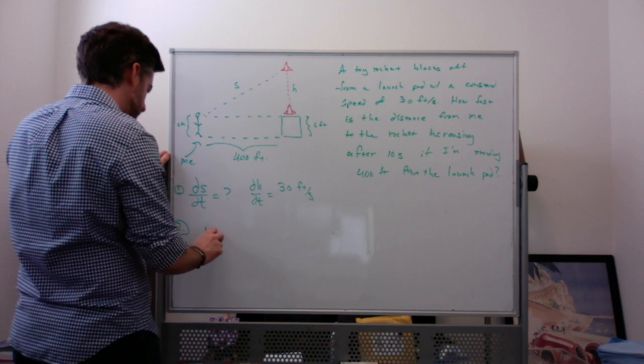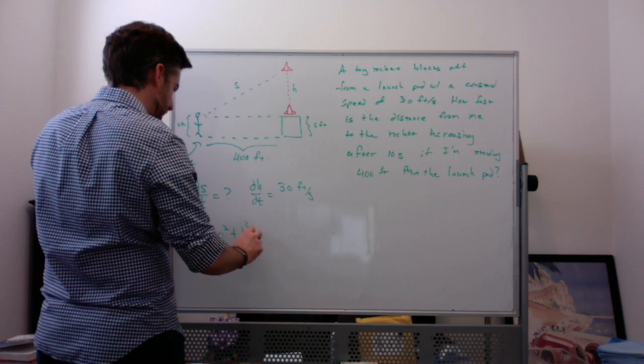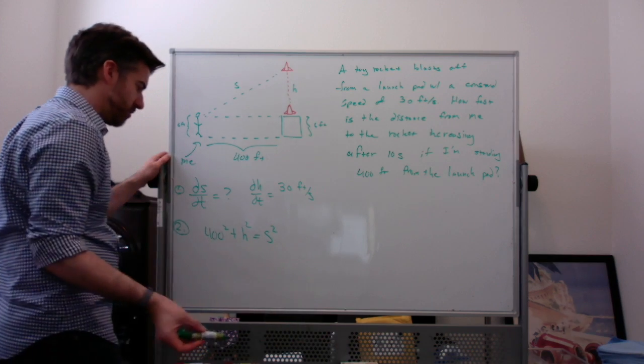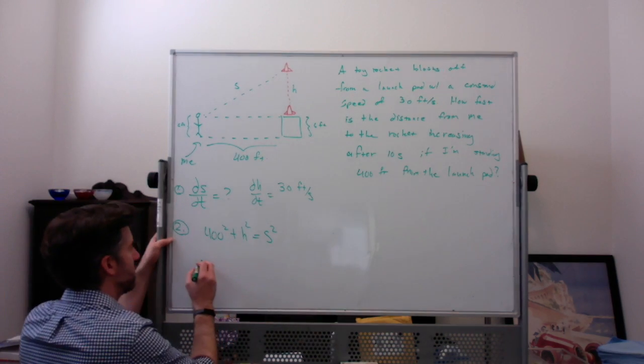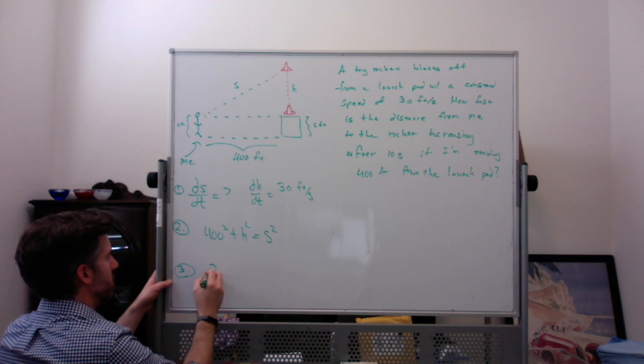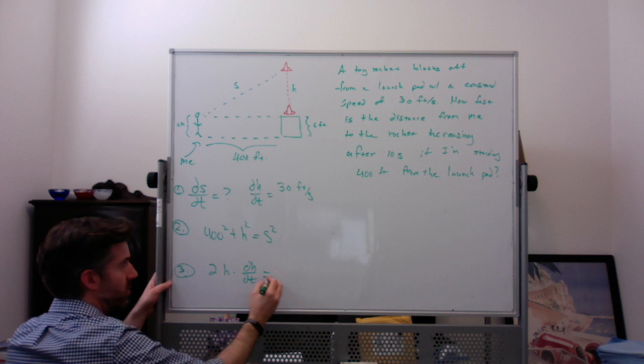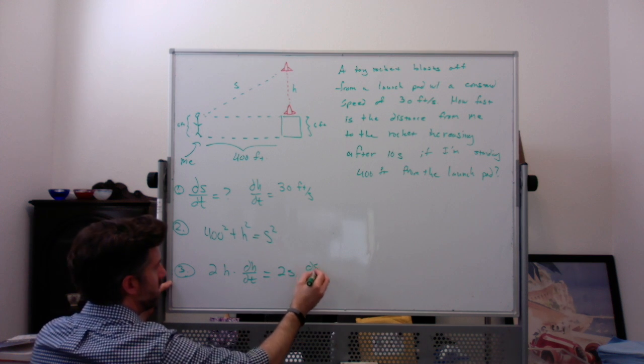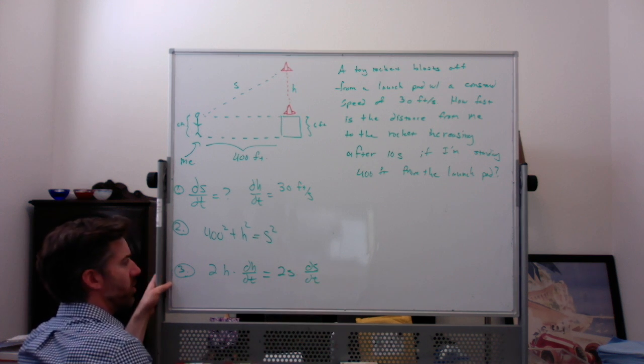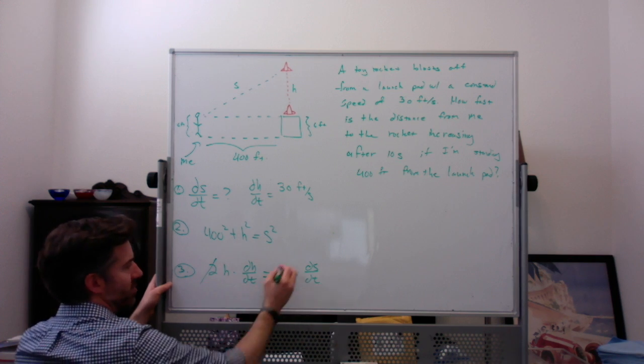I've got 400 squared plus h squared is equal to s squared. I take the derivative of both sides. I get 2h times dh dt, because the derivative of 400 squared is 0. I get 2s times ds dt. And then I start plugging in what I know, and I cancel the 2's.